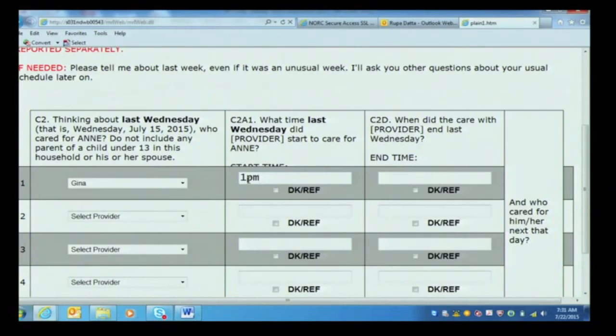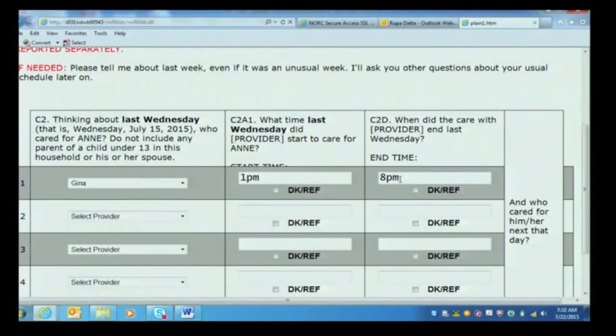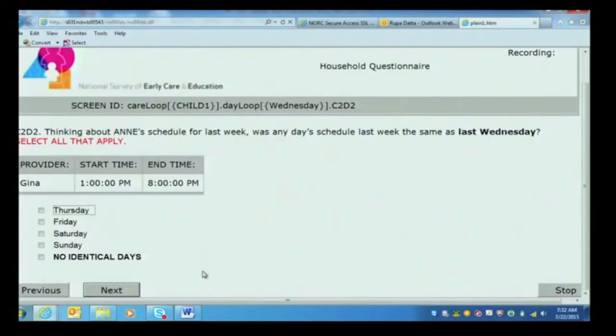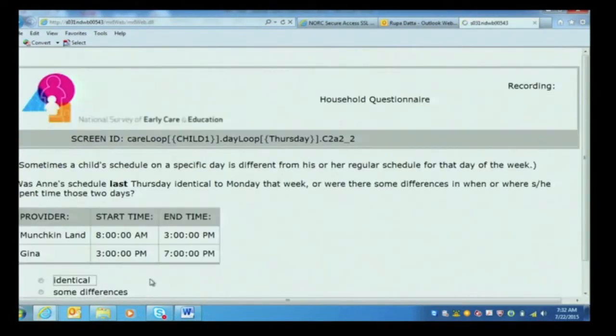So what's happening here? From 9 a.m. to 1 p.m., Anne was actually with her mother. So that's not non-parental care. So that doesn't get entered into the calendar. The first non-parental piece is when Gina, the grandmother, takes over. And so we enter that Gina took her from 1 p.m. to 8 p.m. Okay, so we're done for the day. Thank you. So thinking about Anne's schedule for last week, was any day's schedule last week the same as last Wednesday? And no, Wednesday was a very unusual day, so there were no identical days.